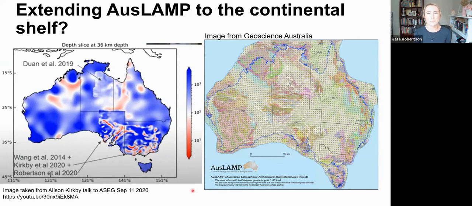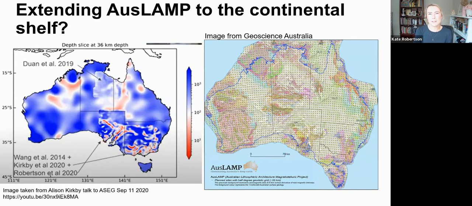This was a figure made early on in AuSLAMP from Geoscience Australia, which was showing what AuSLAMP could look like if it was extended to the continental shelf. These are all the areas where we have the potential to acquire these data sets. And of course, it is not constrained to the continental shelf. We can certainly extend off of these shelf regions too, if we had a question of interest.